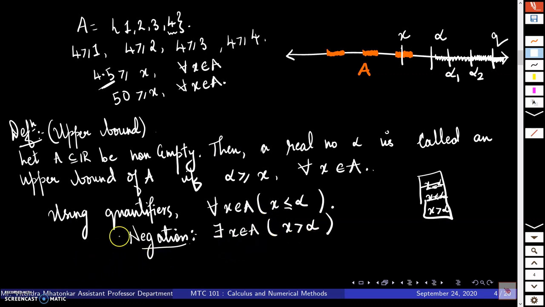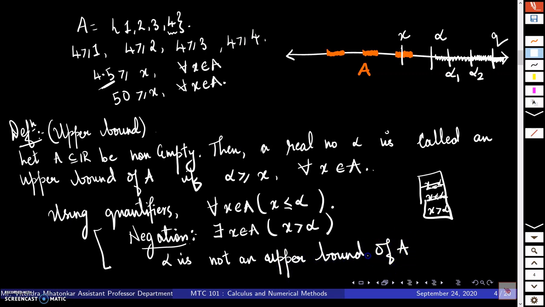And I can write this as, this is when alpha is not an upper bound of A. So alpha is not an upper bound of A if there exists at least one point in A, there exists an element x in A such that x is bigger than alpha. So in this case, we can say that alpha is not an upper bound of A.